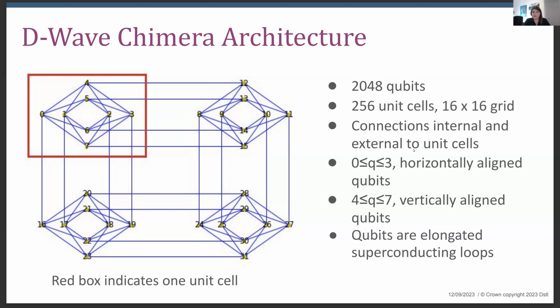What's also interesting is that these qubits, unlike pictured here, aren't just dots, they're superconducting rings, and they are elongated. So qubits 0 to 3 are horizontally aligned qubits, and qubits 4 to 7 are vertically aligned qubits. And that becomes important because we have to remember that these aren't just logical dots on a graph. These are real things affected by real parameters and affected by their fabrication and by their positioning on the graph.